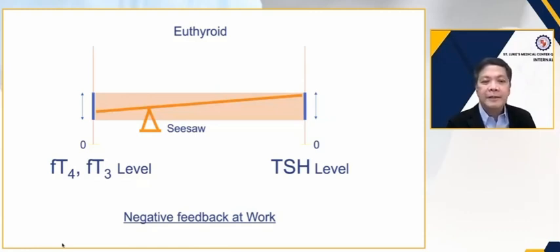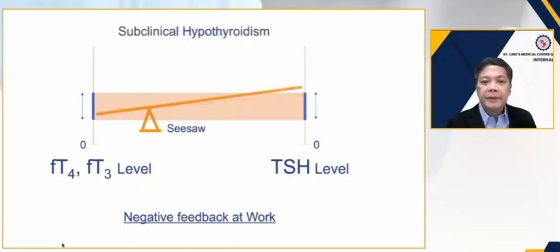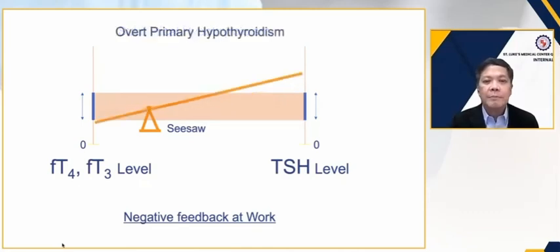But as T4, T3 go down to the lower limits of normal, there's a point in time whereby T4, T3 are in the lower limits of normal, but TSH is already above. The pituitary is already sensing the deficiency of thyroid hormone. And this is what we call subclinical hypothyroidism or mild hypothyroidism. As hypothyroidism becomes worse, one becomes overtly hypothyroid, TSH will go really high, with low T4 and T3.